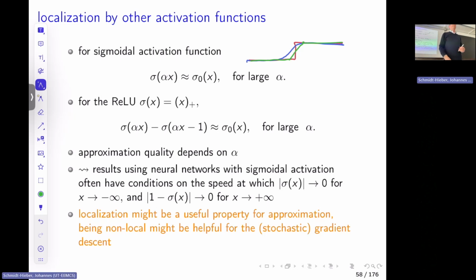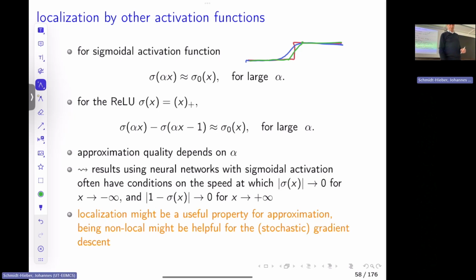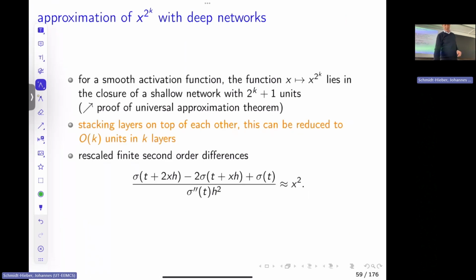Okay, so that is on the localization. Now another thing you can do with adding layers is you can have better representations or approximations of higher order polynomials, and here I showed the monomial x to the 2 to the k. Suppose we want to learn that. So the input is x, a univariate function, and the output of the network should be close to x to the 2 to the k.